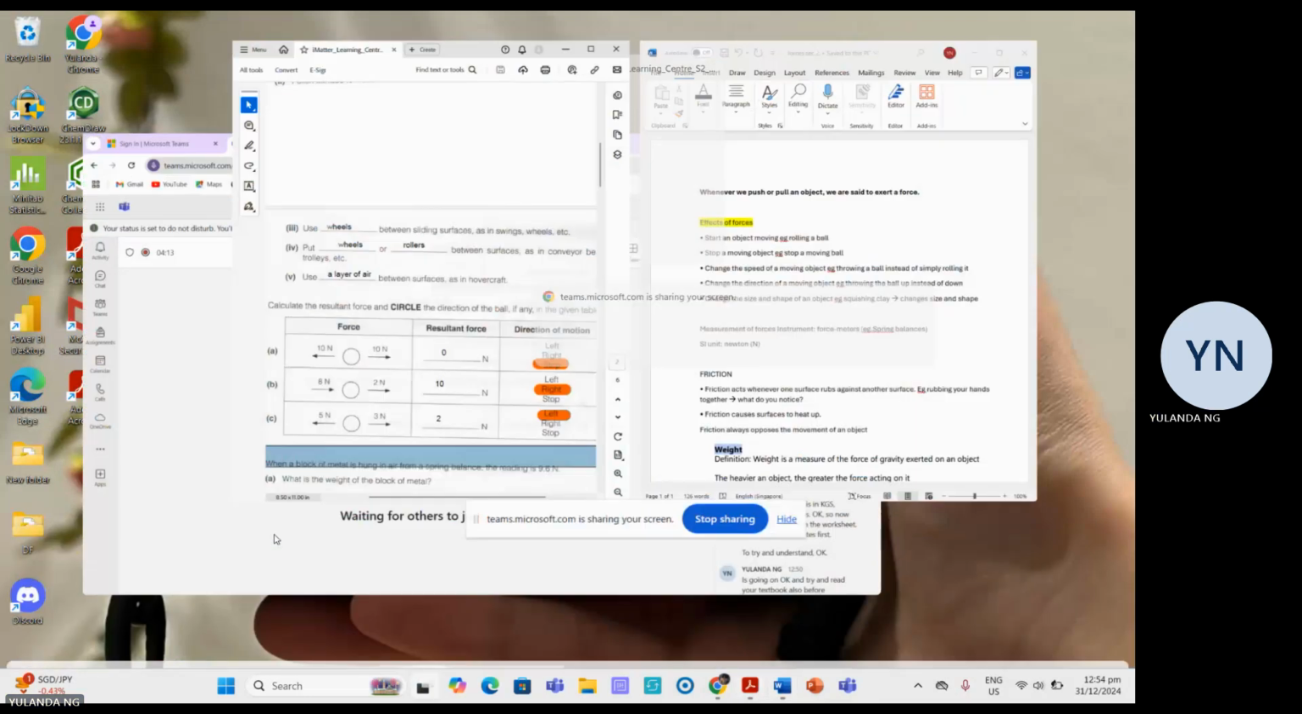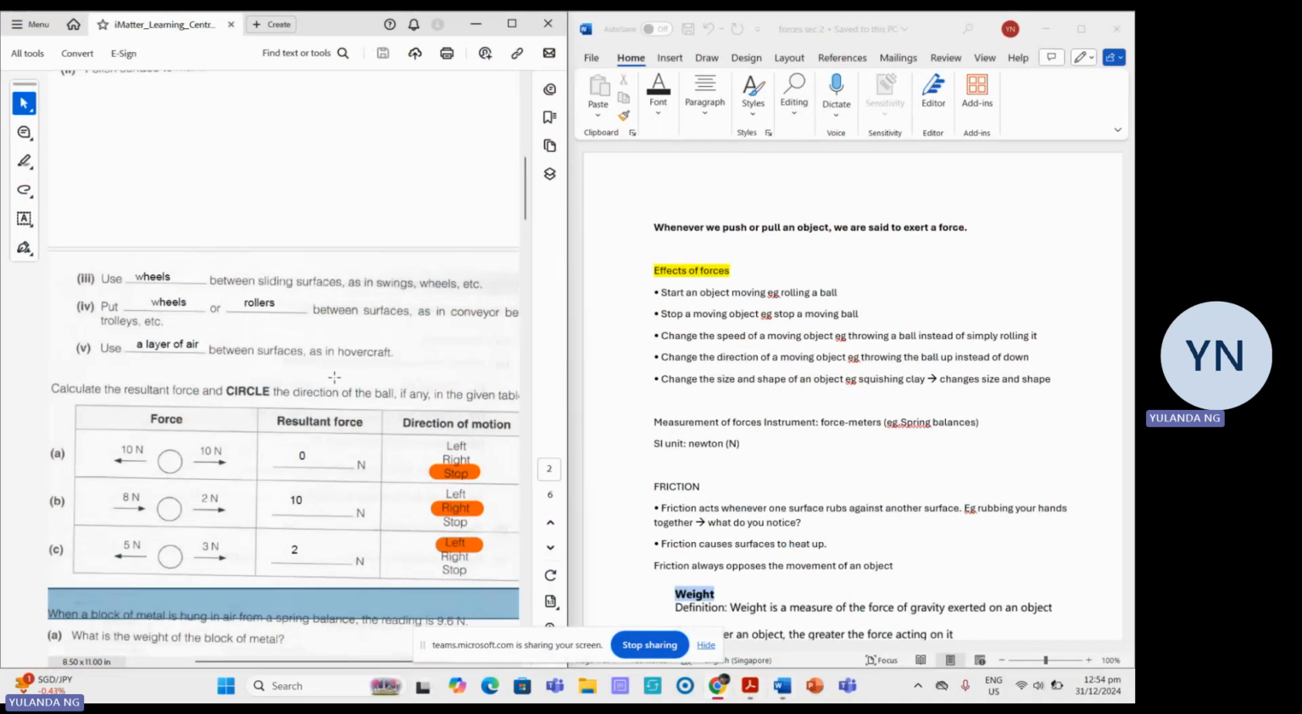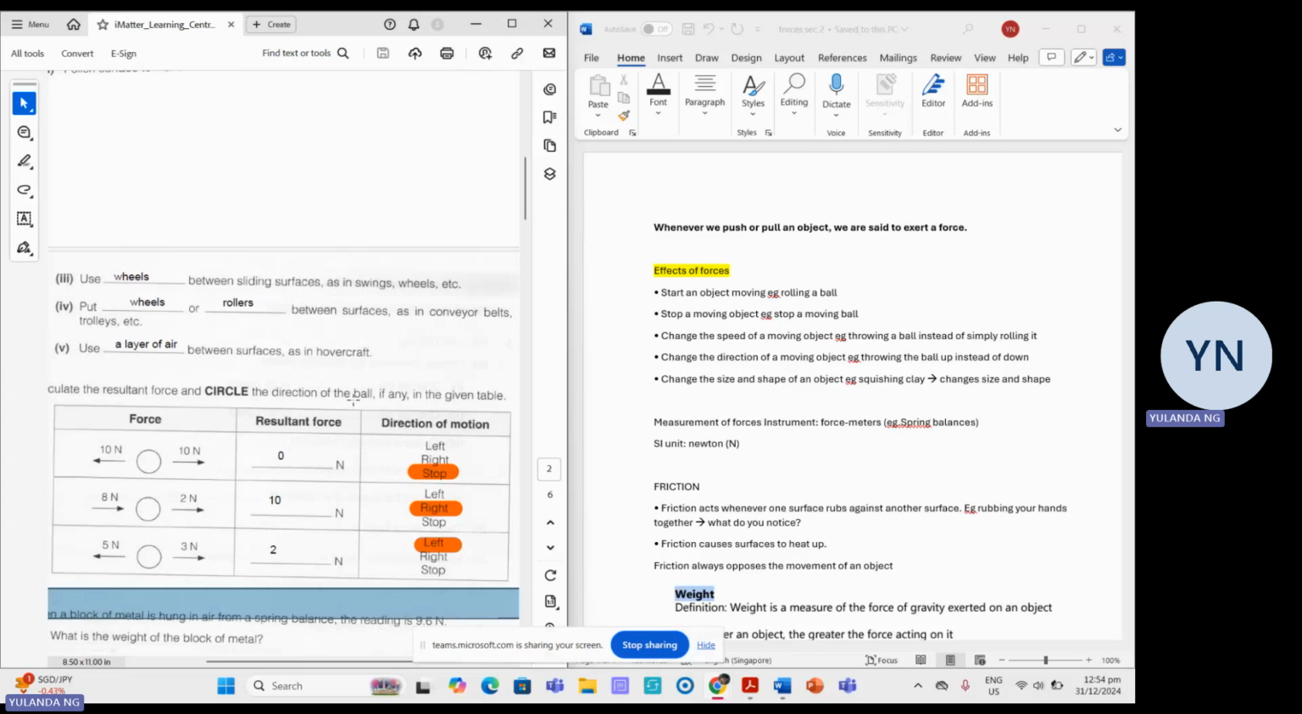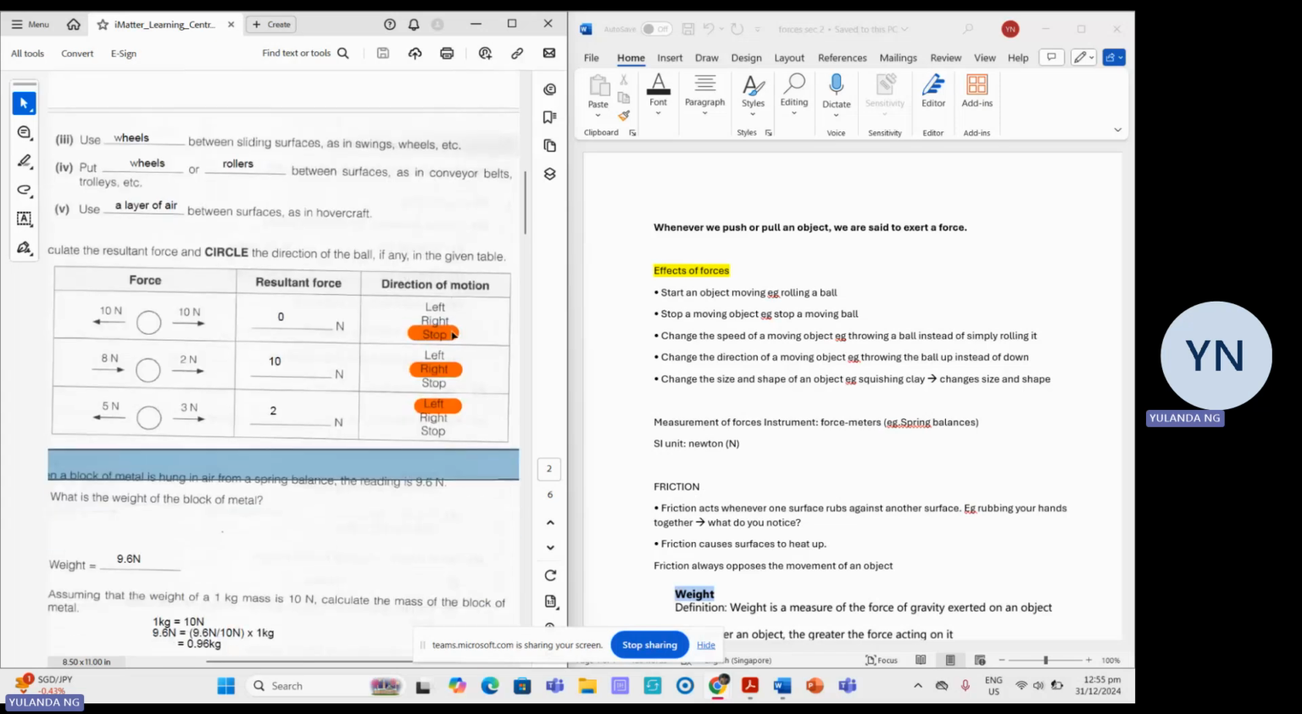Now, we'll calculate the resultant force and circle the direction of the ball. Look at this. If I am applying 10 newtons to the left and 10 newtons to the right, there is no resultant force. Why? Because I have 10 to the left and 10 to the right. You minus both together, it will give you 0. So that is why it will stop.